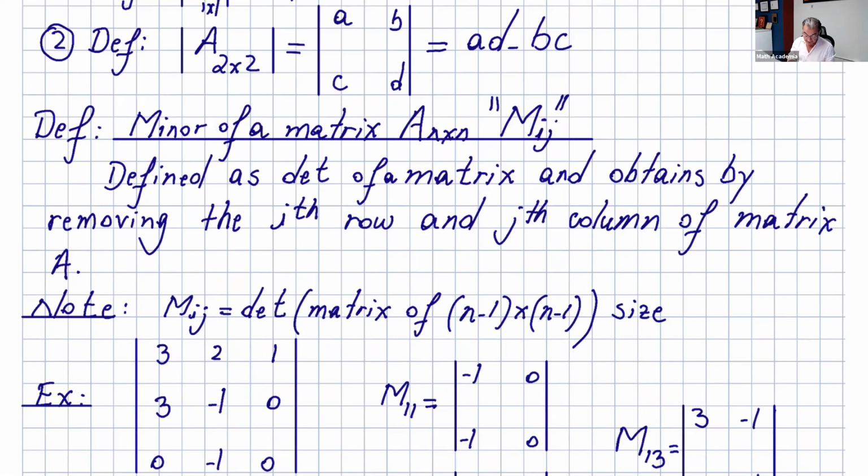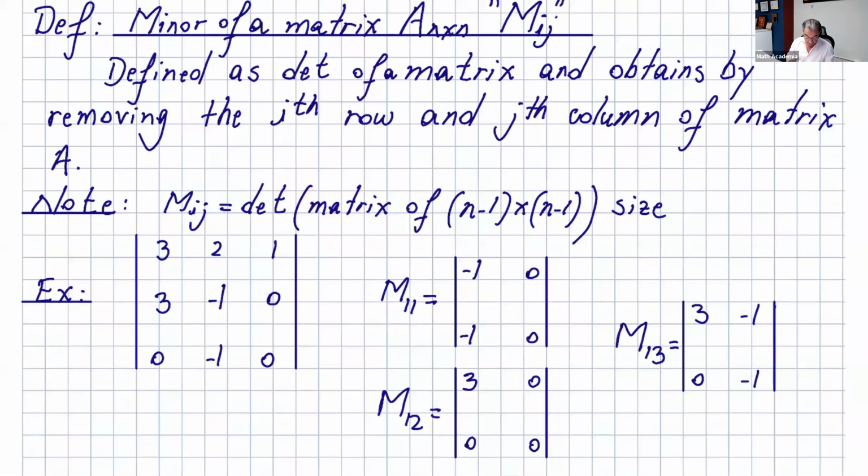A minor is a matrix, and that's an n by n matrix. That means it's a square matrix. And the way you write it is Mij. So M sub ij is defined as the determinant of a matrix obtained by removing the ith row and the jth column of the matrix A. I just want you to know also the minor is a determinant of a matrix whose size is n minus 1 by n minus 1.